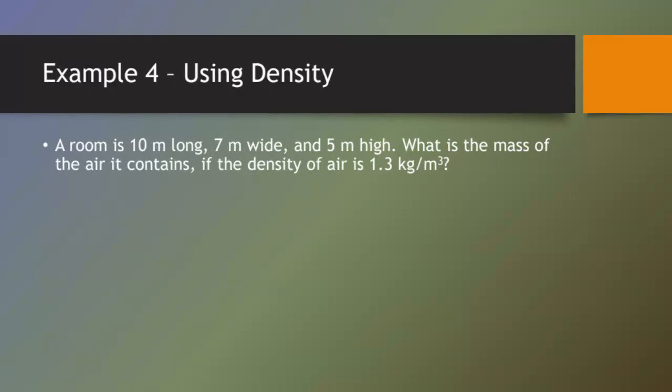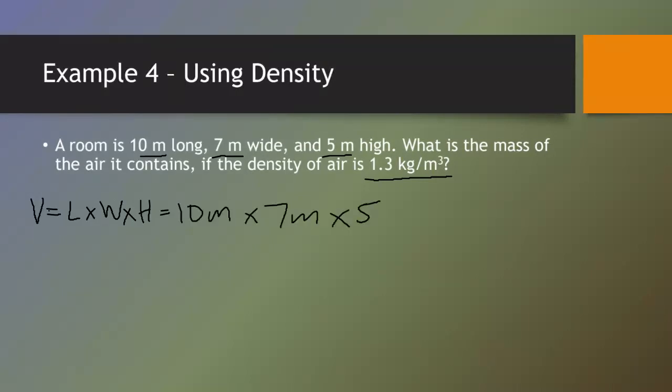We have a room that's 10 meters long, 7 meters wide, and 5 meters high. What's the mass of the air that it contains if the density of air is 1.3 kilograms per meter cubed? Well, we need the volume of the room. For a rectangular room, volume is just length times width times height. And so that's 10 meters times 7 meters times 5 meters. And if we multiply all of those, that's 350 meters cubed. And so this is our volume.